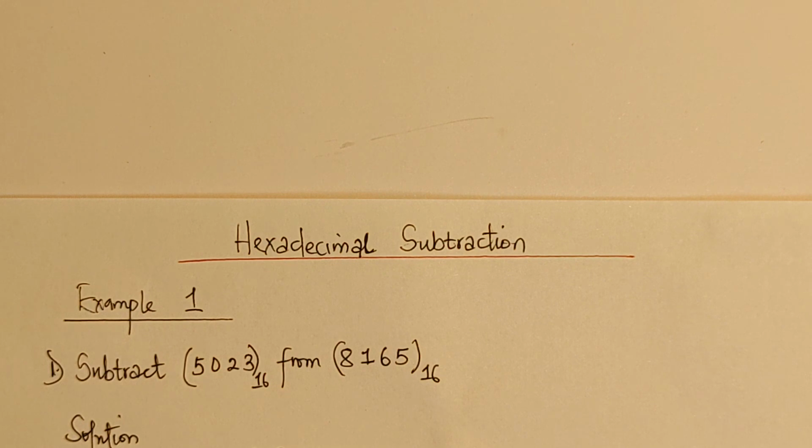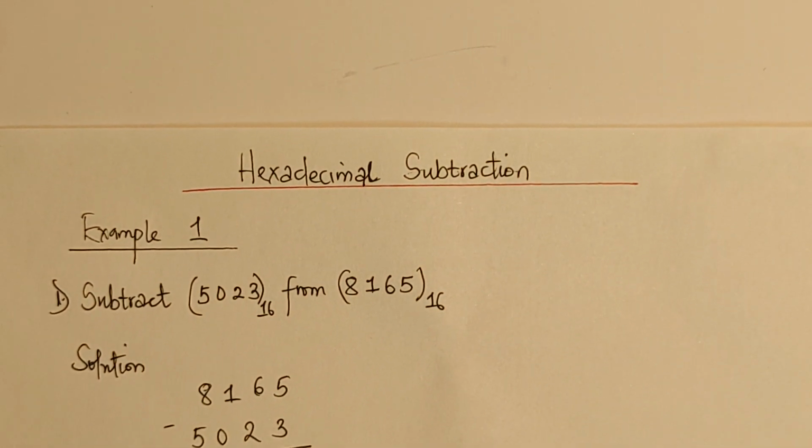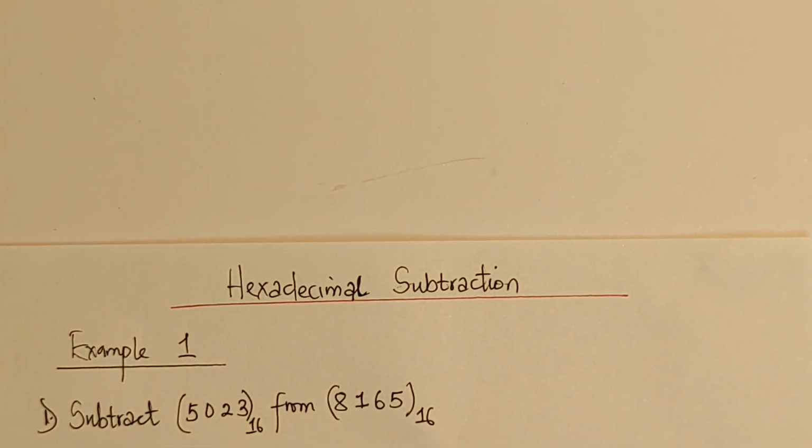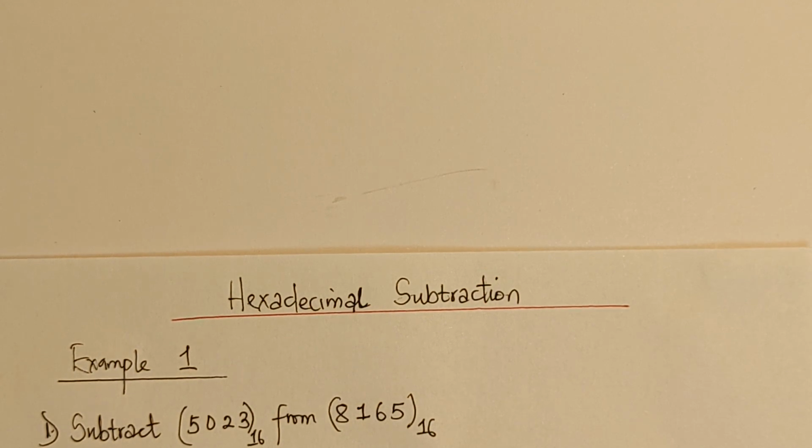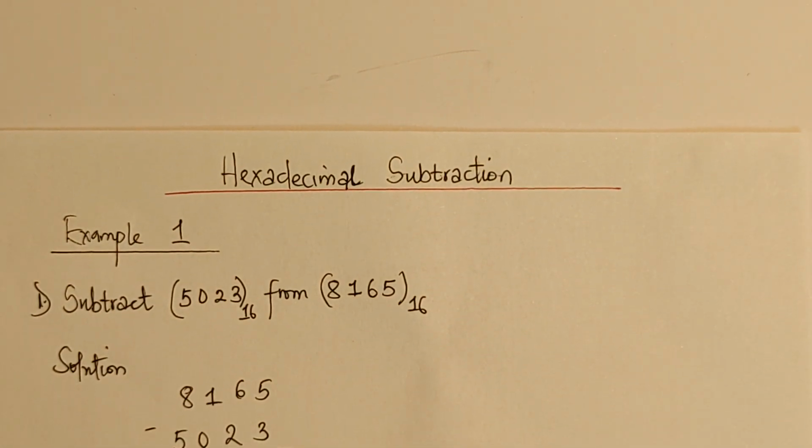So without any further ado, let's strike in with example 1, which is to subtract 5023 from 8165. Both are in hexadecimal form. The most important thing when we're subtracting is that we have this to be the subtrahend and this to be the minuend. So that is to say minuend minus subtrahend. This is why we have 8165 minus 5021.